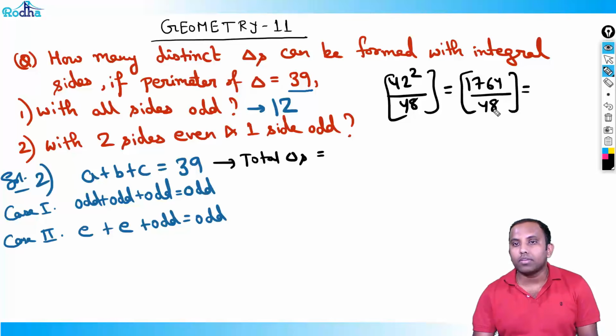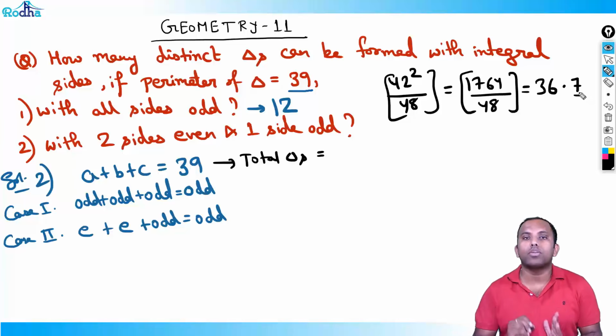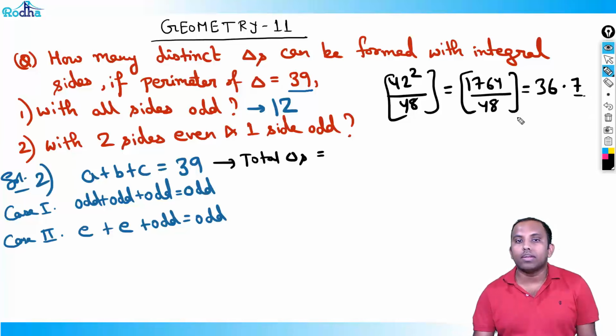Okay, now how much is it? So you can just solve it. 48 into 3 is 144, 48 into 4 is 192, and 48 into 6 is 288. It's around 36.7, roughly, right? That means it is more than 36.5, right? So if it is more than 36.5, there have to be 37 triangles. Very important. So total triangles is 37.